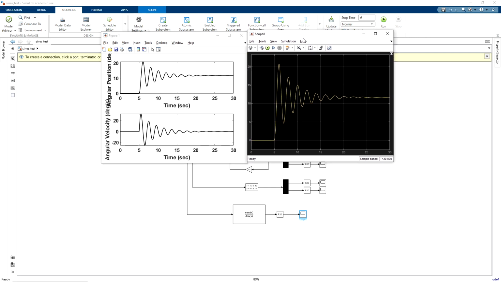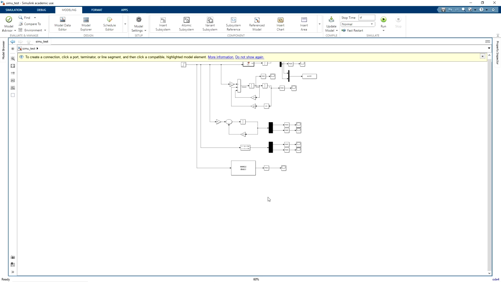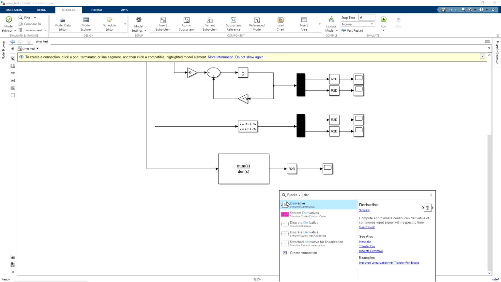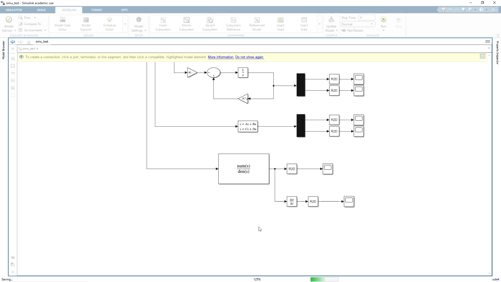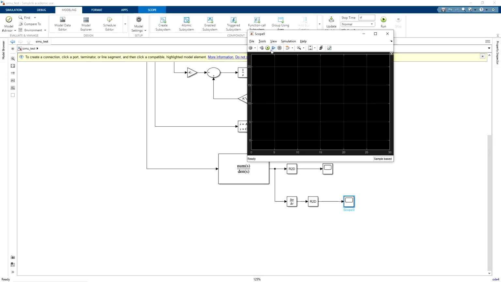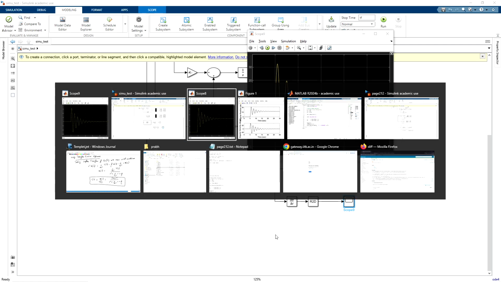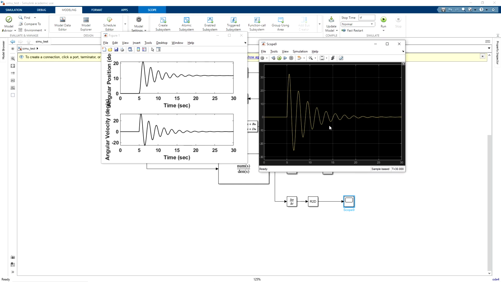How to get angular velocity? By actually doing the differentiation of this signal. So for that, write derivative of this signal, and then finally I am copying it. All right. Control S, double click, and run this model. So now we have velocity as well, which is going to 0.